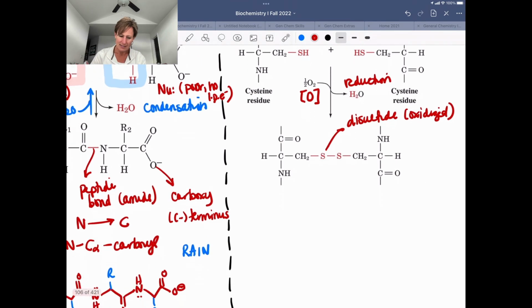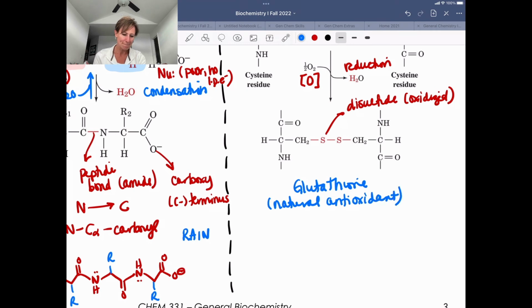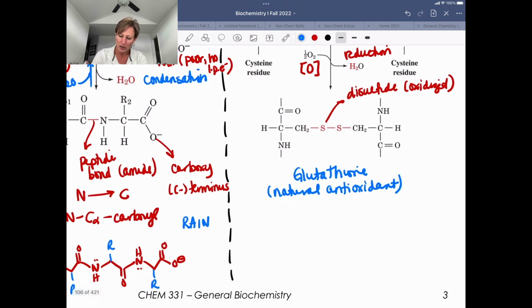So why is this important? This is the story of glutathione. And we're going to see glutathione at several points throughout the semester. Glutathione is kind of your natural antioxidant in your body. We're going to abbreviate glutathione as GSH. G reminds us that it's glutathione, and we'll actually look at the structure of it in a little bit. But G for glutathione, and then S H reminding us that it has a thiol functional group.